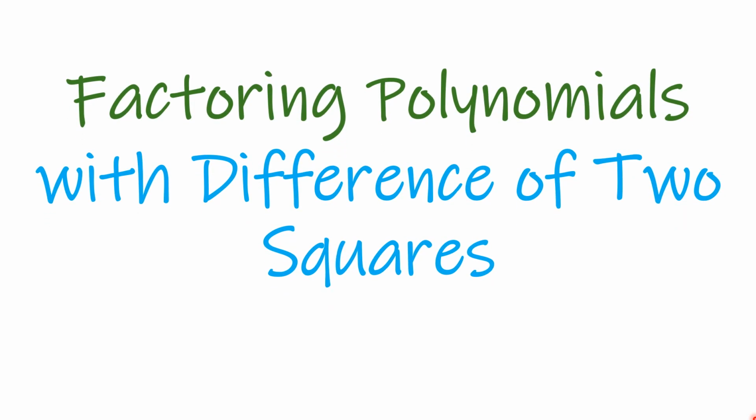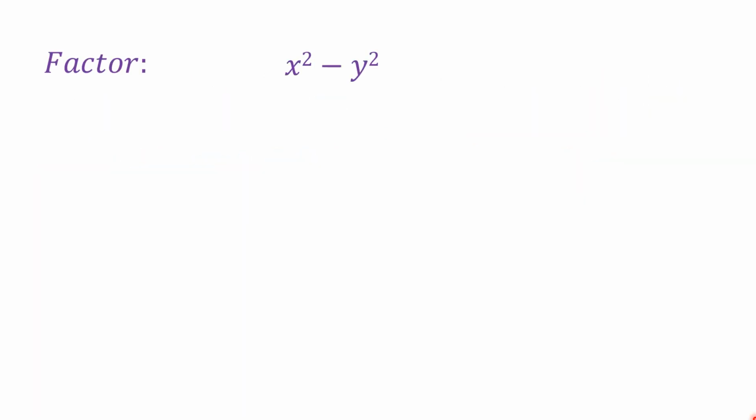In this video, we're going to talk about factoring polynomials with difference of two squares. For example, we have given polynomials x squared minus y squared, and we're tasked to factor it. So this is what you call difference of two squares. Difference because it's minus, and two squares because they are perfect squares. So if it's like this, it's a difference of two squares or a subtraction of two squares.